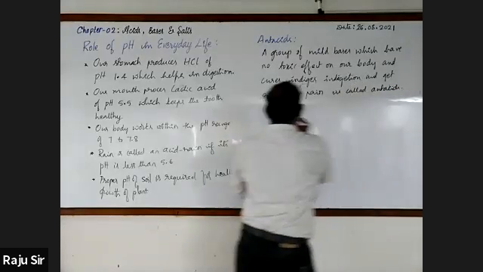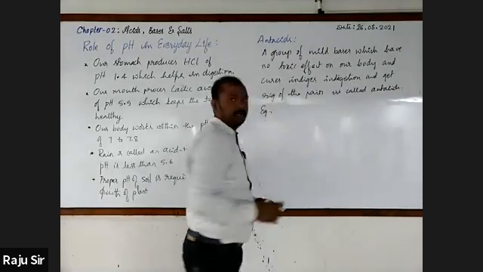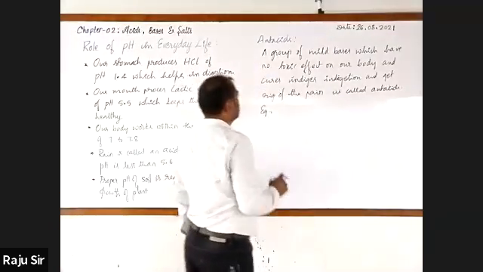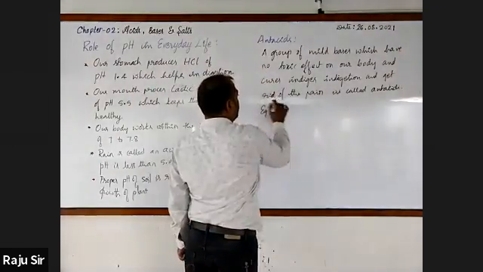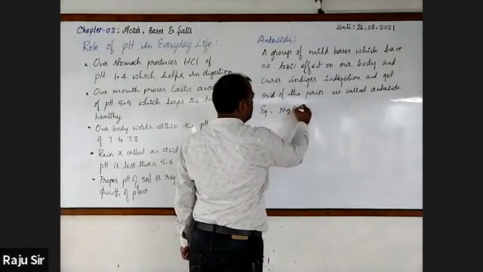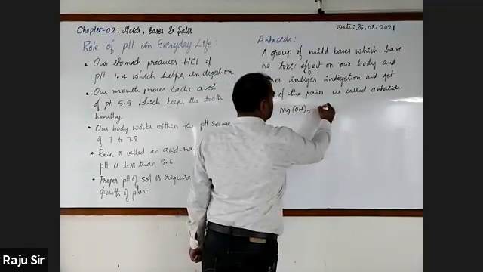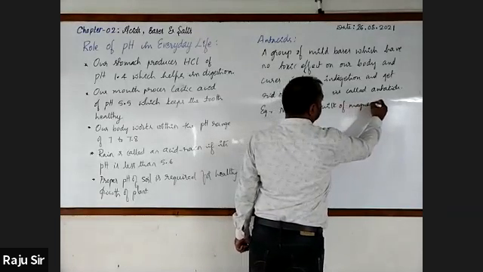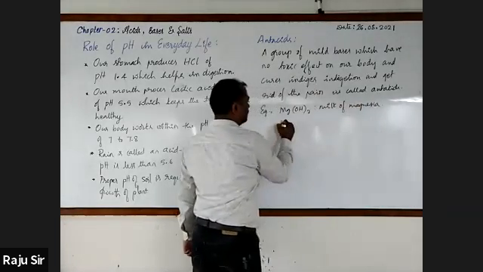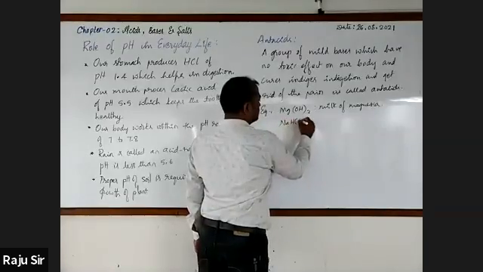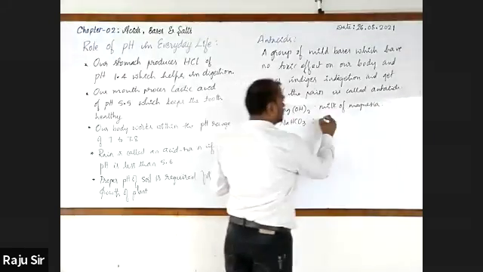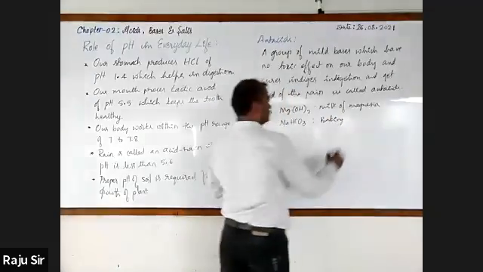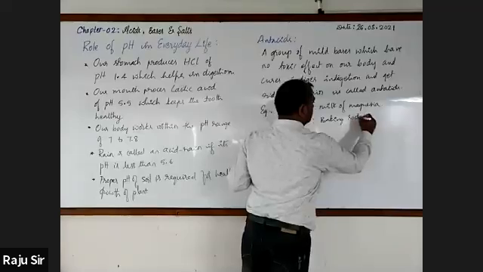Antacids. Examples for antacids: milk of magnesia, Mg(OH)2, which is magnesium hydroxide, and sodium bicarbonate, NaHCO3, which is also called baking soda.